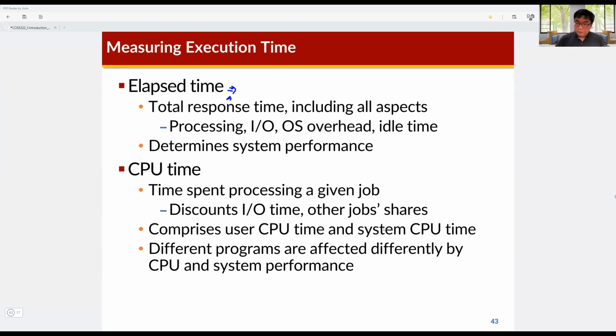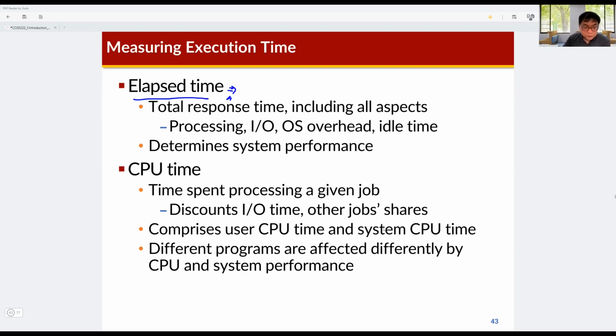Also, the operating system needs to manage the different processes or applications, so operating system overhead will be included in the entire execution time. Also, idle time and other factors will be included in this elapsed time. So with this elapsed time, it's not easy to fairly compare the performance of two different processors or CPUs, because many factors are included.